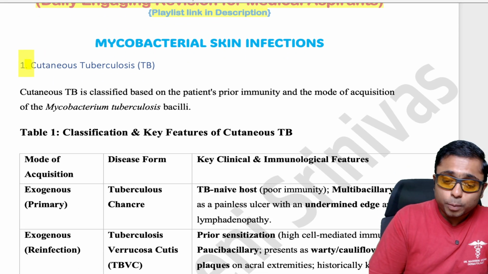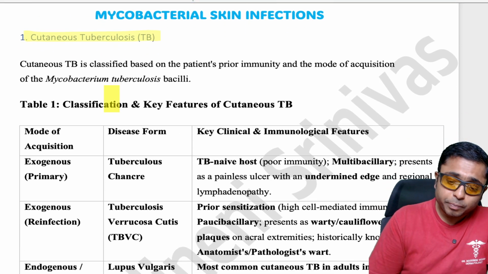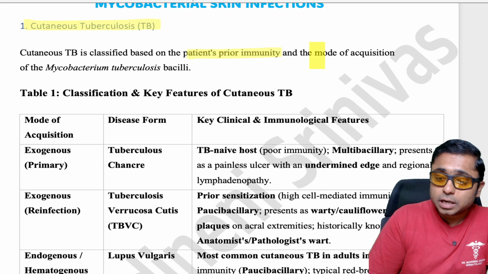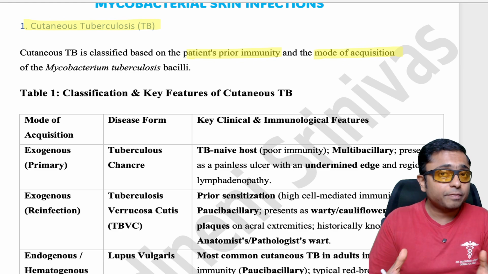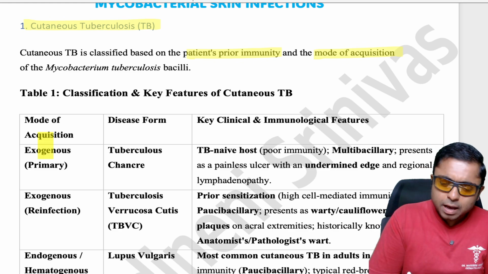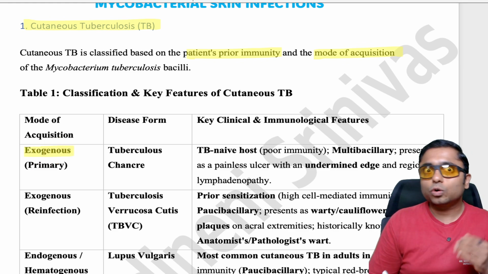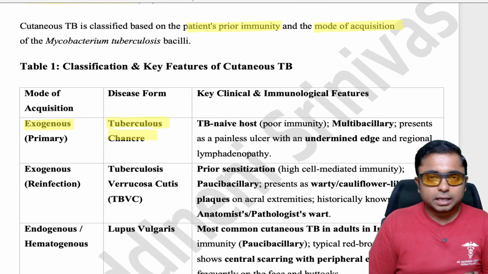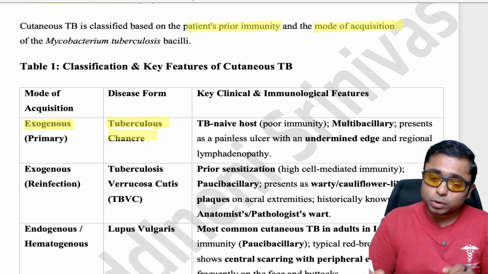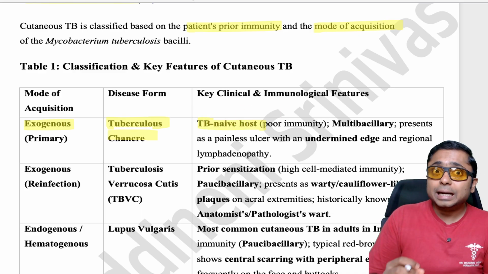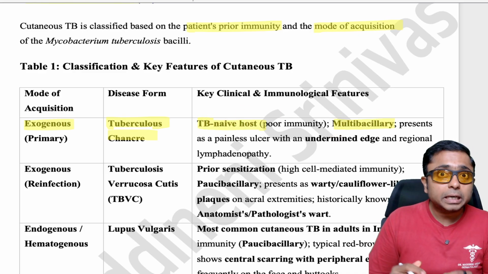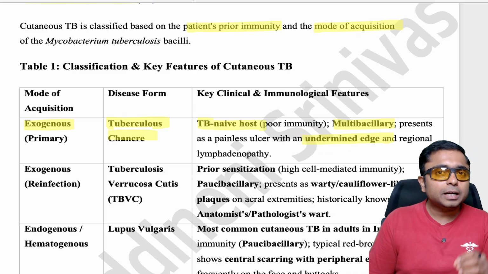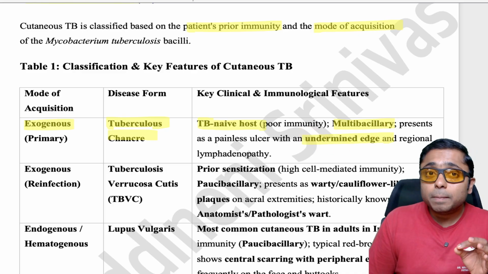So the topic is cutaneous tuberculosis. Here remember the immunity of the patient and also the mode of acquisition are going to decide the classification of the cutaneous tuberculosis, which could be exogenous, endogenous, or could be hypersensitivity reaction. In the exogenous, we have the tuberculous chancre, which is a primary form of cutaneous tuberculosis. The patients are TB naive and they are going to have multiple bacilli inside the lesions, and the ulcers are going to have undermined edges and they are going to be painless.